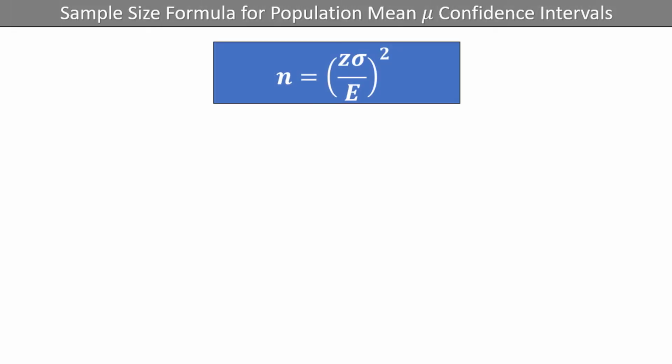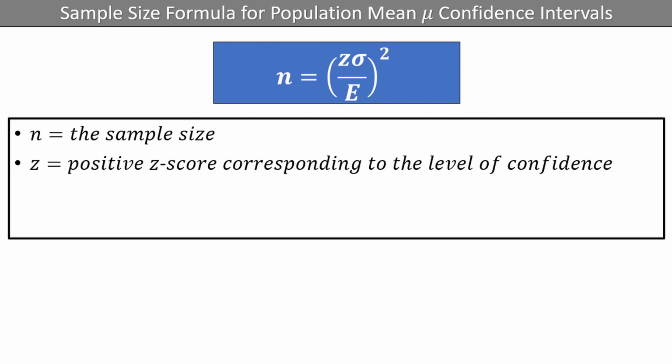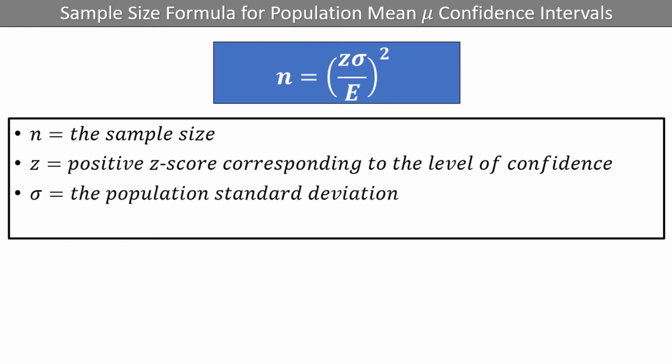The formula to find the sample size is n equals z times sigma divided by E, all squared, where n is the sample size, z is the positive z-score corresponding to the level of confidence, sigma is the population standard deviation, and capital E is the maximum margin of error.